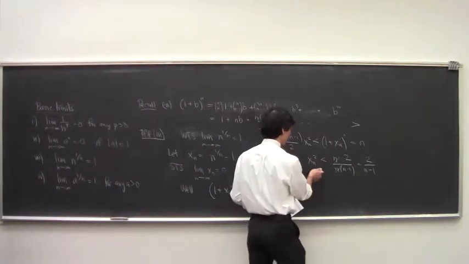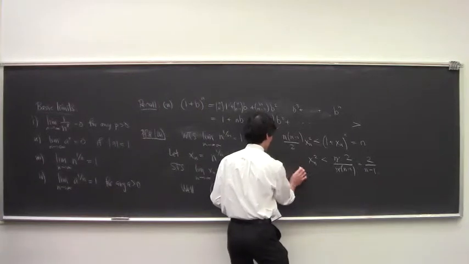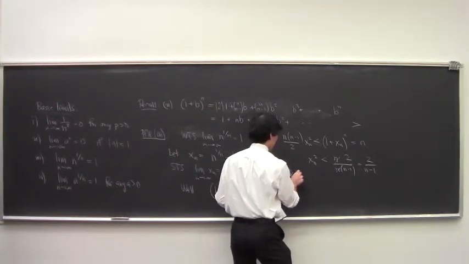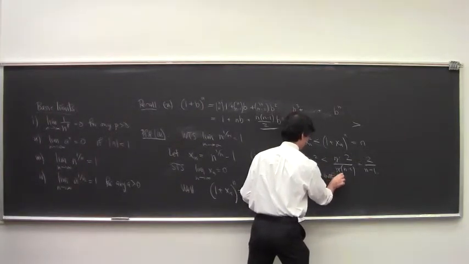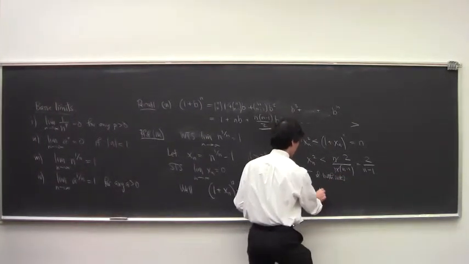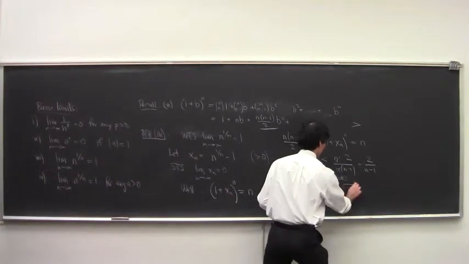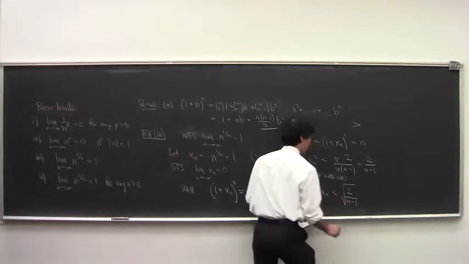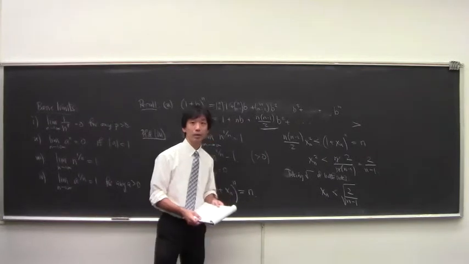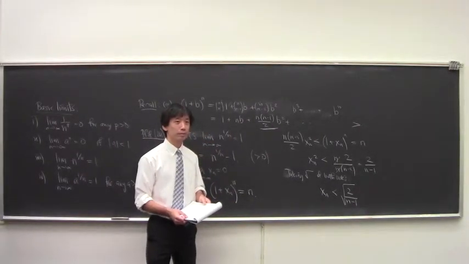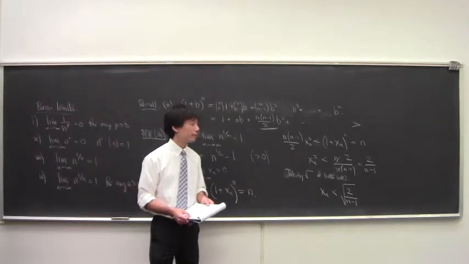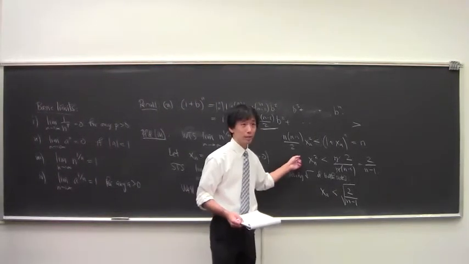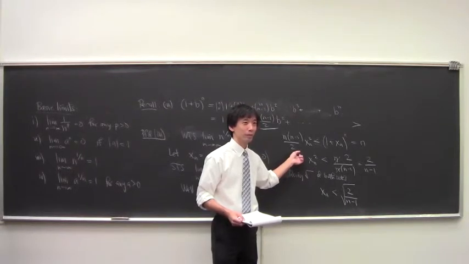So taking the square root of both sides, we get that x of n is less than the square root of 2 over n minus 1. Is it okay to take the square root of both sides? Why can we take the square root of both sides?